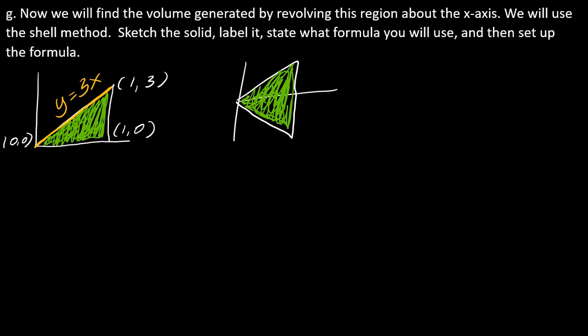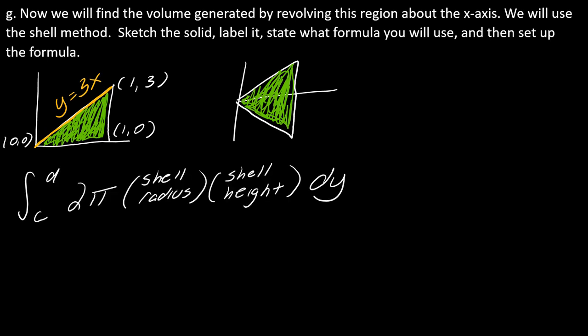But now it's just a slightly different way of thinking about everything. Since it's shells, and I rotate it about the x-axis, everything has to now be in terms of y, right? So I have 2 pi, my shell radius, and my shell height. And remember, height can sometimes be a little weird, but in this case it's straightforward. Anyways, I've got everything in terms of y. That's the big thing that I want to impress upon myself.